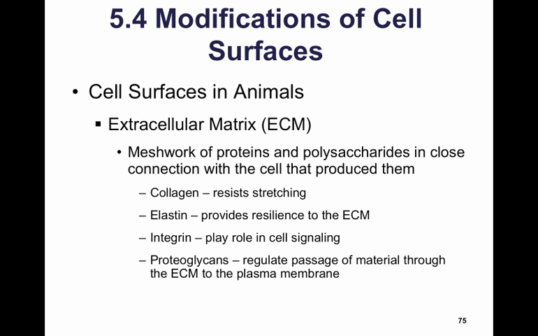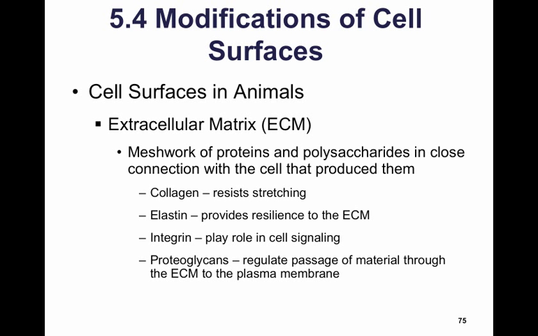Finally, we'll look at the modification of cell surfaces. We're going to look at cell surfaces in animals separate from cell surfaces in plants because they're very different. The extracellular matrix in an animal cell is a meshwork of polysaccharides and proteins. Collagen is one of these proteins, and collagen resists stretching, giving the matrix strength and resilience.